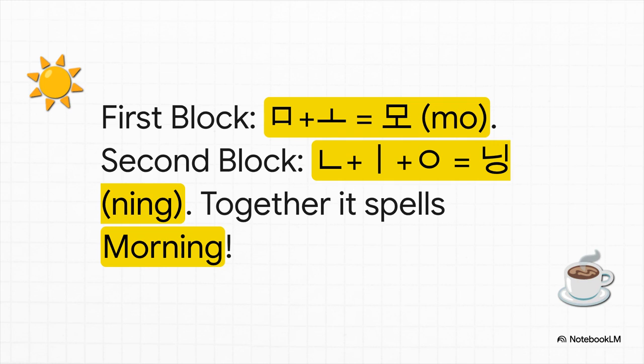Let's break it down. The first block has M plus O. Together, that's mo. The second block has N plus E with our little chameleon friend at the bottom, which now makes an NG sound. So that's ning. Put it all together. Mo-ning. Morning! You just did it. You read your first Korean word.